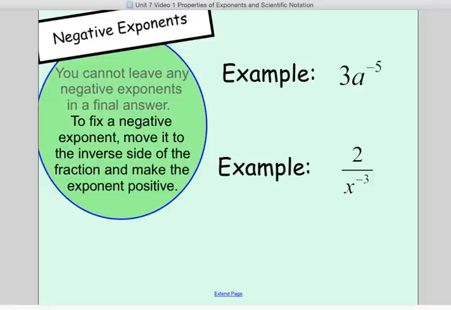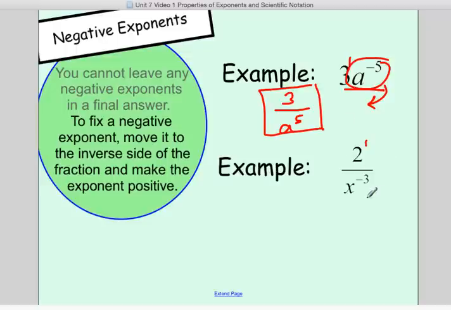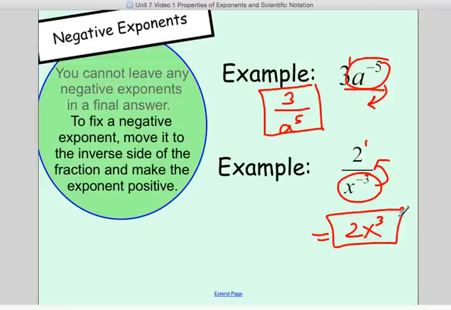Negative exponents, exactly like I was just talking about. You cannot leave any negative exponents in your final answer. So to fix it, move it to the inverse side of the fraction and make the exponent positive. Here is our first example. We have 3a to the negative fifth. One thing I want to point out, this is 3 to the first, which is positive. So my 3 will stay in the numerator. This is negative, so that goes to the denominator. So I would have 3 over a to the fifth. 2, that's really to the first power. And then this is negative, so I'm going to take this and move it up. So I would have 2x to the third.